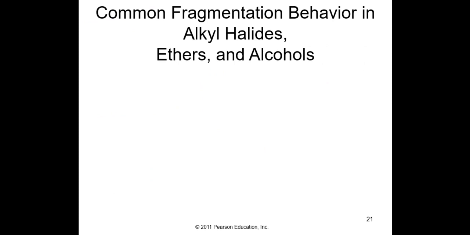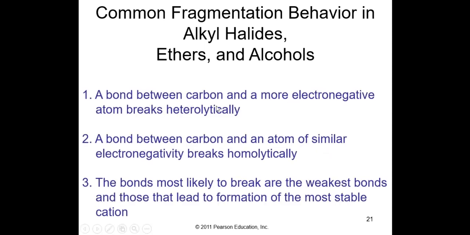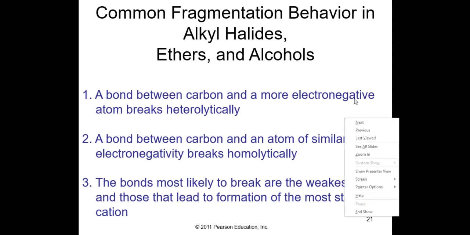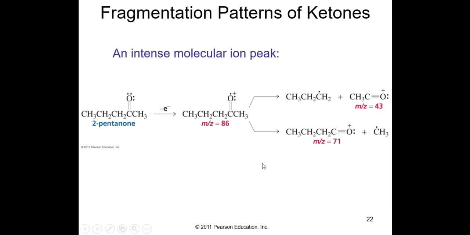Common fragmentation behavior in alkyl halides, ethers, and alcohols. One, a bond between carbon and a more electronegative atom breaks heterolytically. A bond between carbon and an atom of similar electronegativity breaks homolytically. And the bonds most likely to break are the weakest bonds and those that lead to formation of the most stable cation. Here's a ketone.